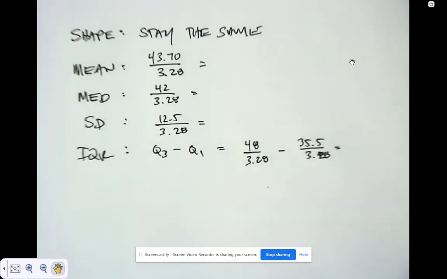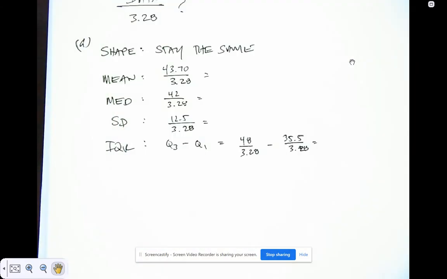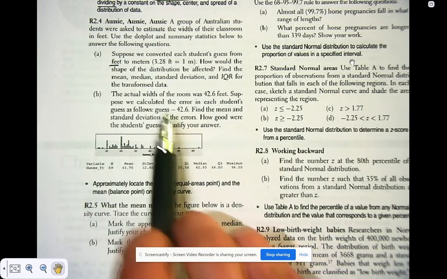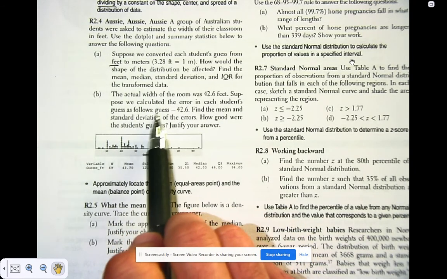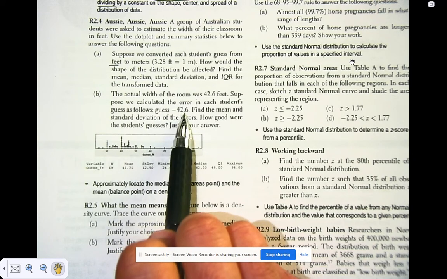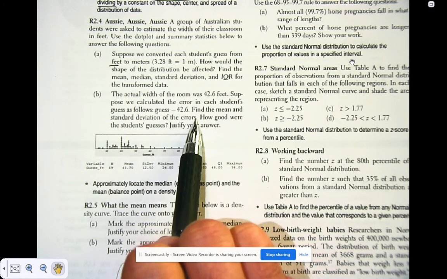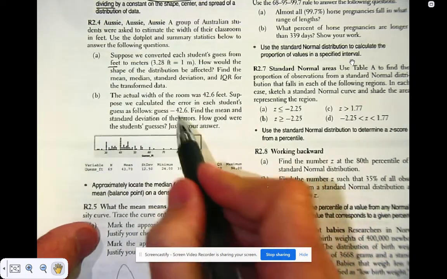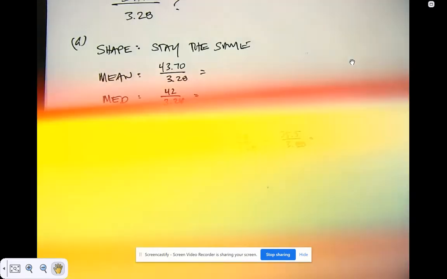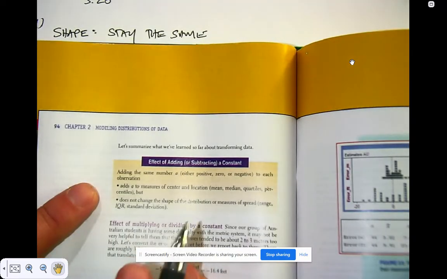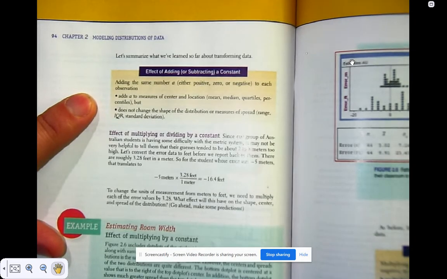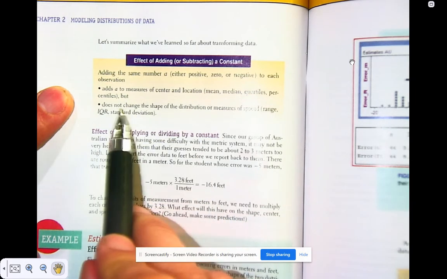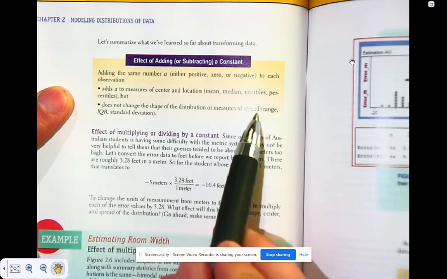Okay, so then for part B, this is A. For part B, it says the actual width of the room was 42.6. Suppose we calculated the error in each student's guess as follows. You take their guess and then you subtract this amount. Find the mean and standard deviation of the errors. So all you're looking for is mean and standard deviation, and you're trying to figure out what happens when you subtract. On the page before, it says here that if you add or subtract, the measures of center will change, but what does not change is the shape or measures of spread.